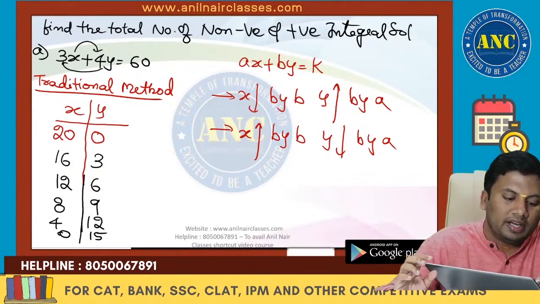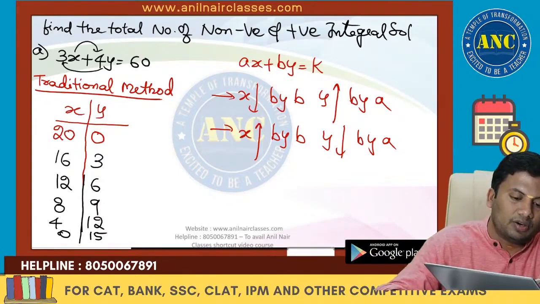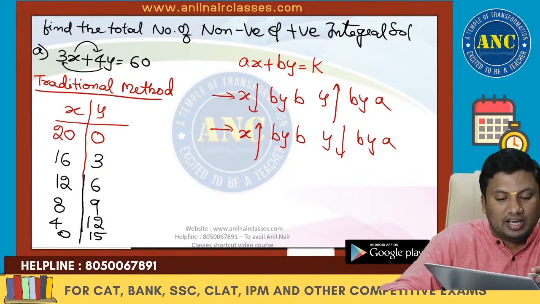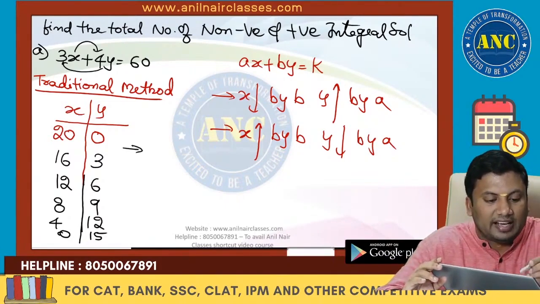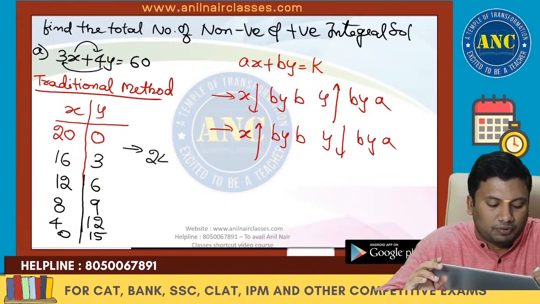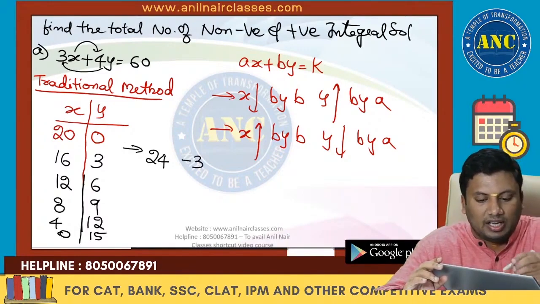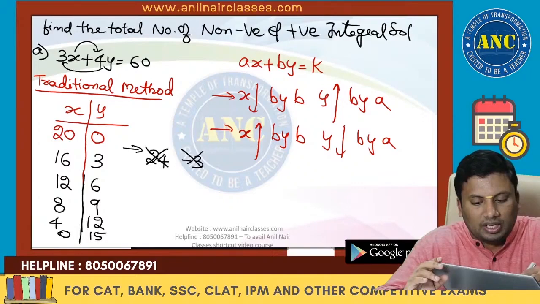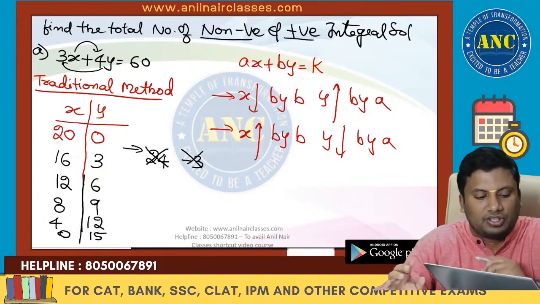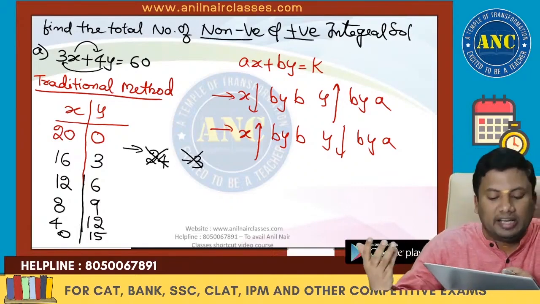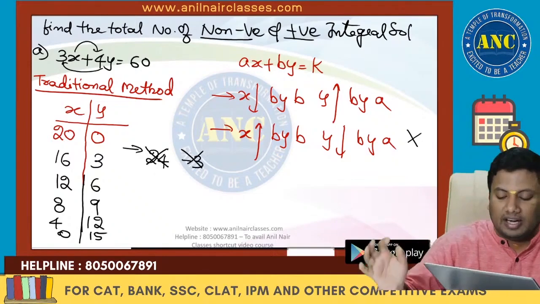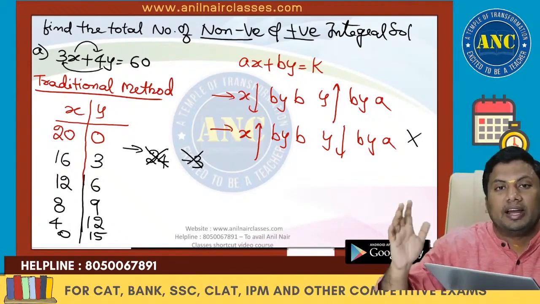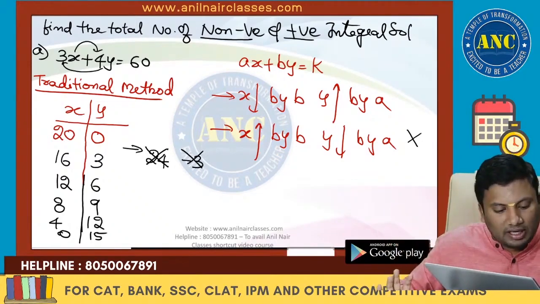Again I am repeating, I started with y value 0, 3x equals 60, x is 20, x is decreasing. Sir, if I take x increasing, 20 plus 4 is 24, y decreases by 3, minus 3. I am getting a negative. The question is non-negative and positive, so x cannot increase. This case won't arise. This case is giving me a negative value, but I don't want a negative value.